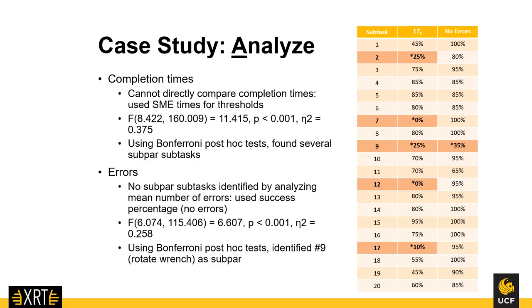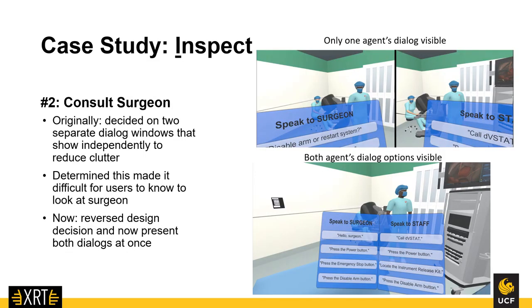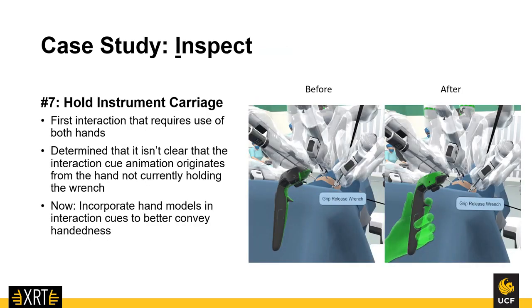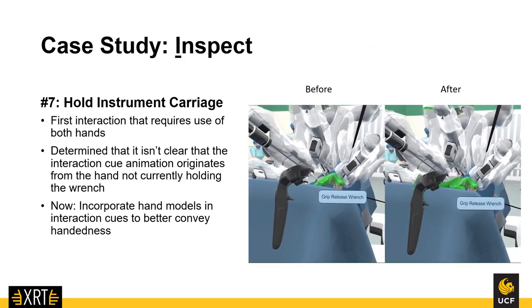With these values, we had determined 5 subtasks to inspect for issues. The first subtask to investigate is number 2, consulting the surgeon. Originally, we had decided on displaying two different dialog windows that show up based on whether you're looking at the surgeon or the staff more in an attempt to reduce clutter. We determined, however, that this made it difficult for participants to know that they had specific dialogue for the surgeon, and so we've reversed that design decision, and now we display both dialog menus simultaneously when looking at either virtual agent.